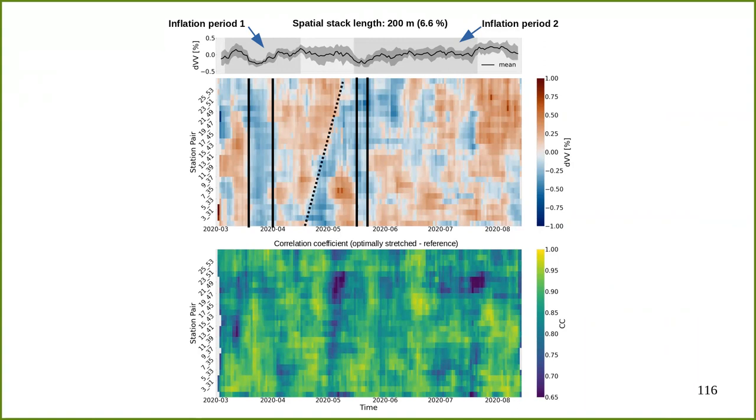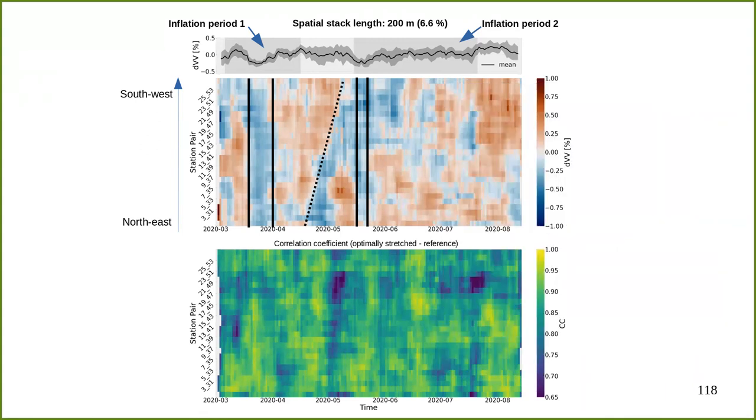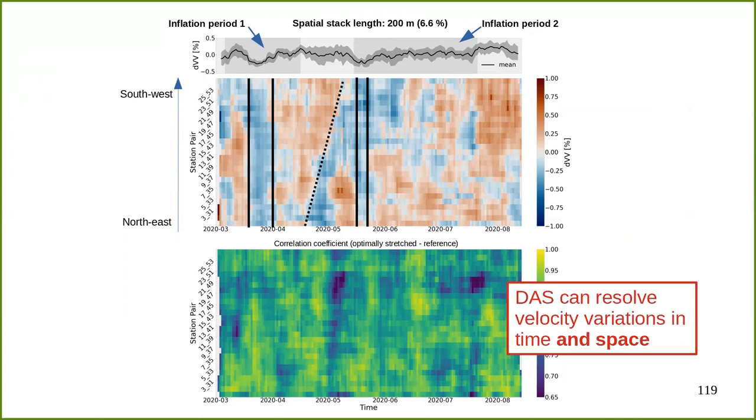Interestingly, an inclined branch with high relative velocities emerges first in the east in April and approximately 1 month later in the west. So remember that the velocity changes shown in the bottom correspond to channel pairs in the east of the sections and the results in the top to channel pairs in the west. So this branch seems to migrate from the northeast to the southwest. And these observations suggest that we can indeed observe how different parts of the crust respond to dynamic changes. Thus, we can analyze and resolve the velocity variations in time and space.